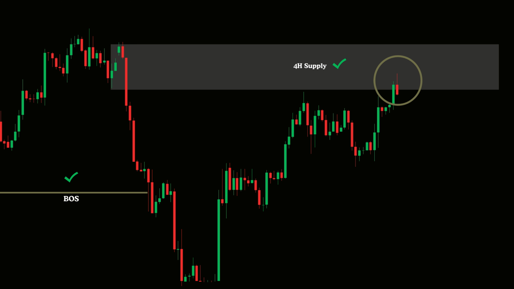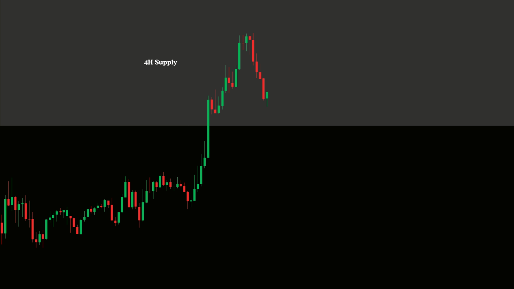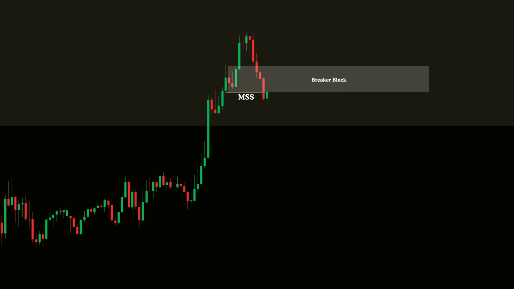Everything aligns perfectly. So, I'm switching to the 15-minute time frame to analyze price action within the higher time frame supply zone and pinpoint an accurate short entry. On the 15-minute chart, you'll notice that after price tapped into the higher time frame supply, it reversed and created a distinct market structure shift. Simultaneously, it formed a breaker block, represented by these 2 down close candles.